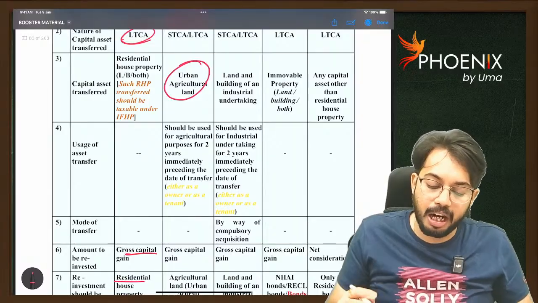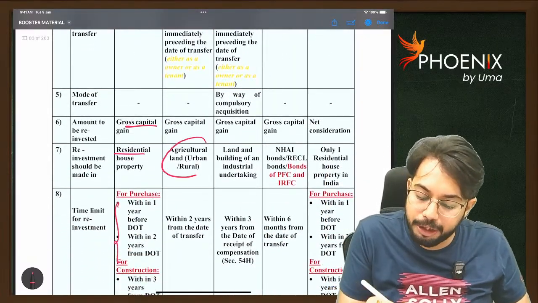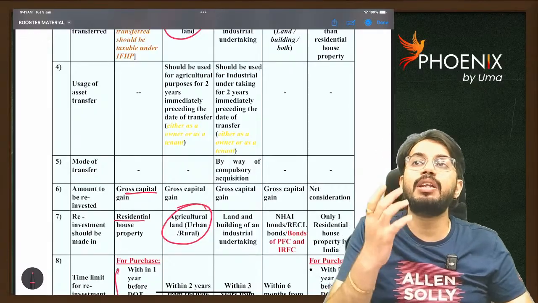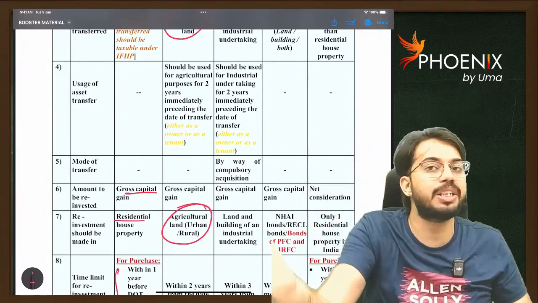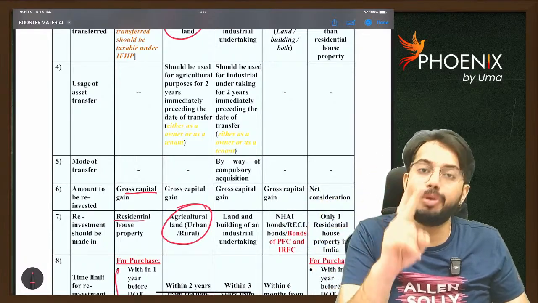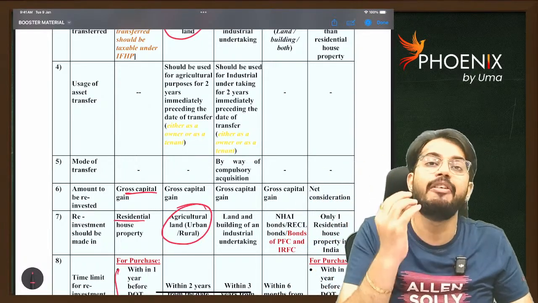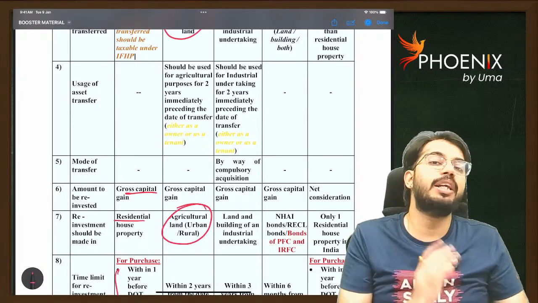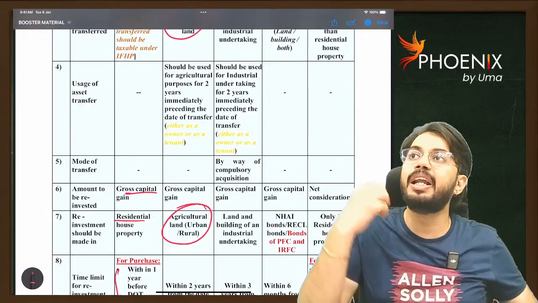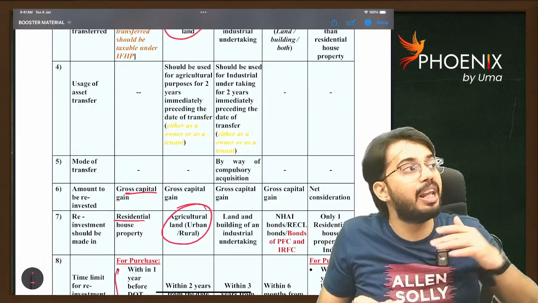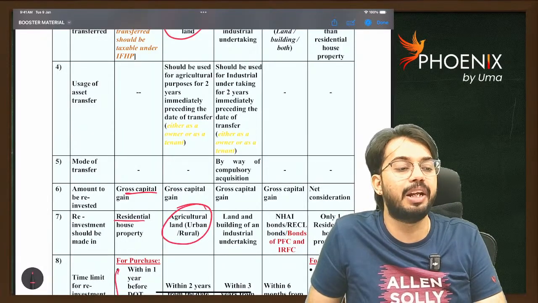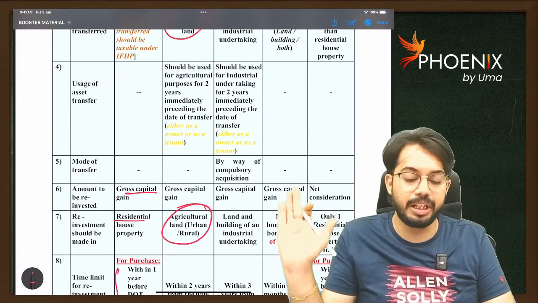Capital asset required to be transferred is urban agricultural land, reinvestment should be made in agricultural land. But there is one condition. Whatever the urban agricultural land that the assessee transfers is there, the assessee should use that urban agricultural land for a minimum period of 2 years before the date of transfer for agricultural purpose. Then only exemption is available, otherwise exemption is not available. So today urban agricultural land transferred. From today in last 2 years, that urban agricultural land should be used for agricultural purposes. Then only exemption is available, otherwise exemption is not available.